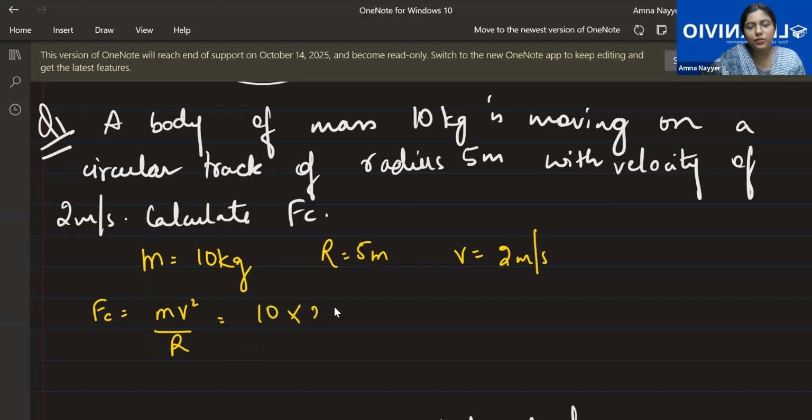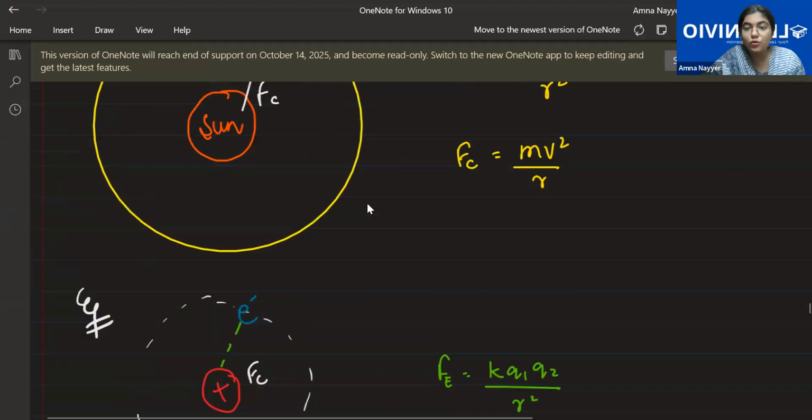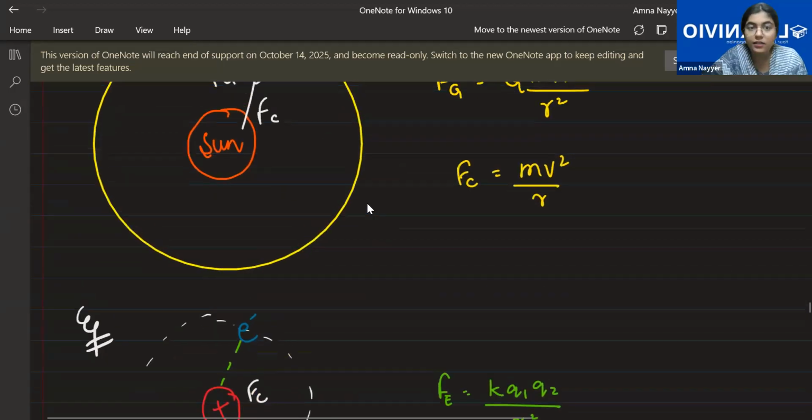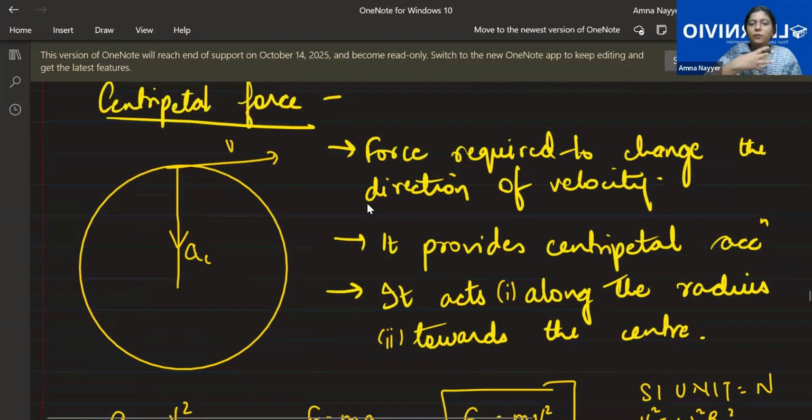So mv square will be 2 into 2, radius is 5, that makes it 8 Newton. Okay, so this is the centripetal force, and why is it so important and why did I focus so much on it? The reason is that centripetal force will not be given to you like this. The way you have the frictional force, you can identify by seeing whether a smooth surface or a rough surface is present, because that's not a real force which is present.